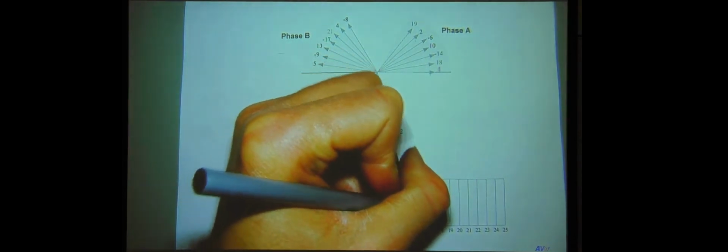So then the next slot is slot 10. So that's going out. So we can draw that going out. Now I'll just draw a few more. So we've got 14 going down, and then 18 is going up, and then 19 is going up, and that's all we've got.